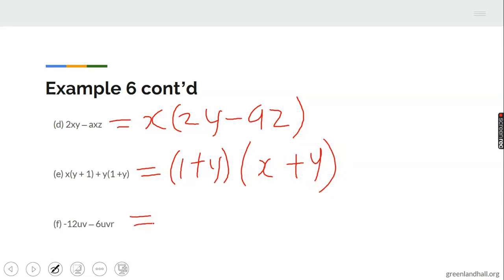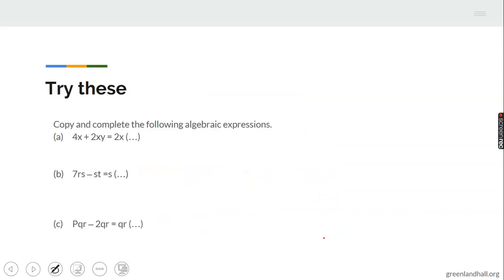Then this. What is common here? Minus 6uv is common. So this will be 2 minus r. Is it minus or plus? Plus r. Because when you bring it out, when you open the bracket, it will give you back this. Try to open up those brackets. I've taught you expansion of brackets, so you can try it and you will see that it gives you the resulting expression. So try this.